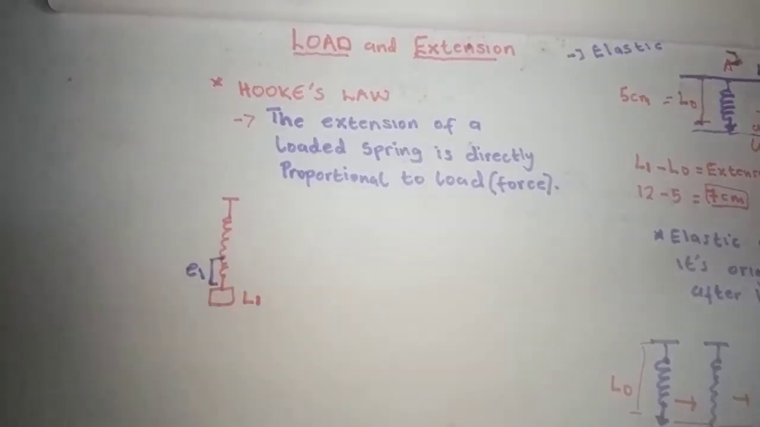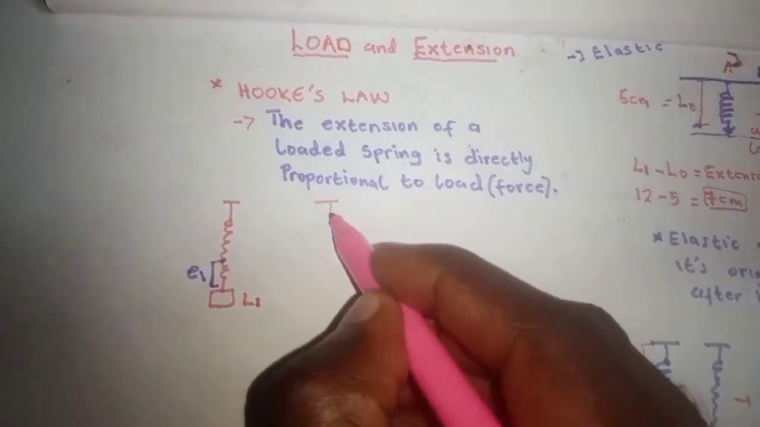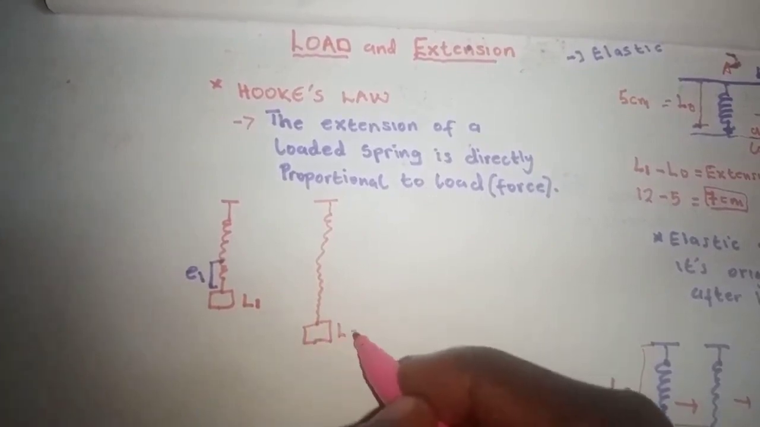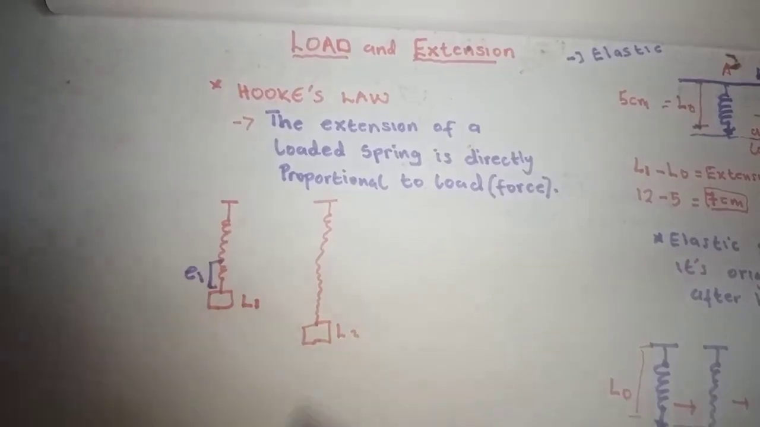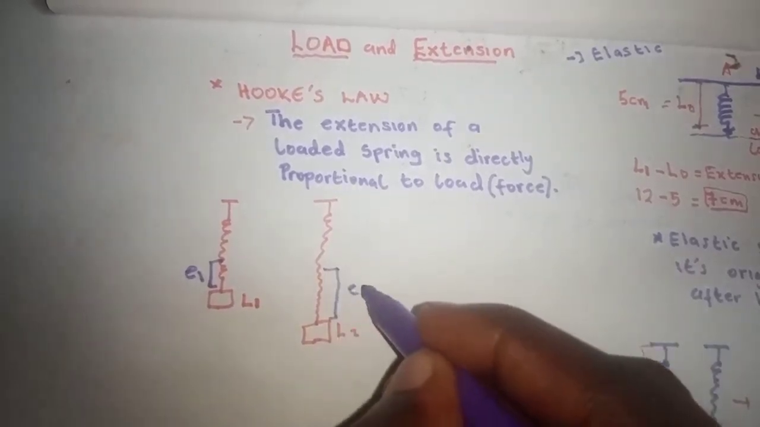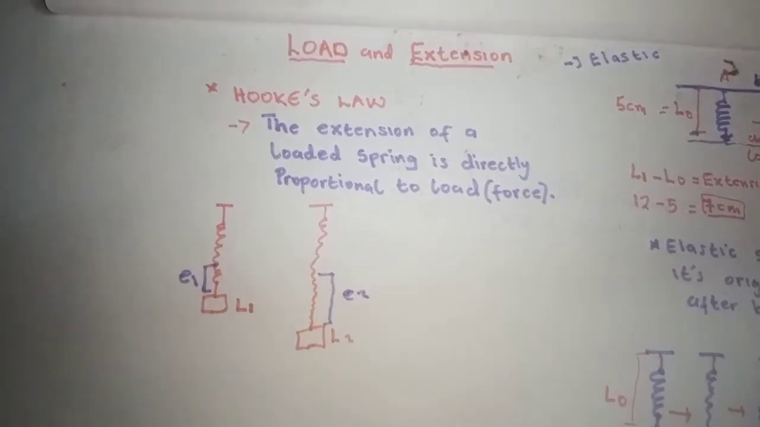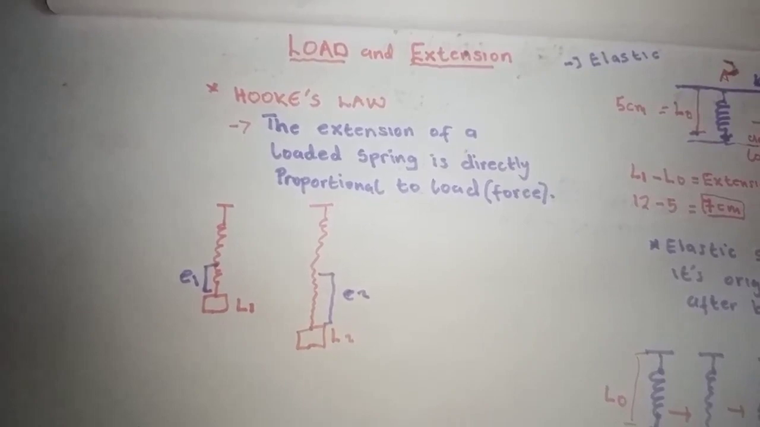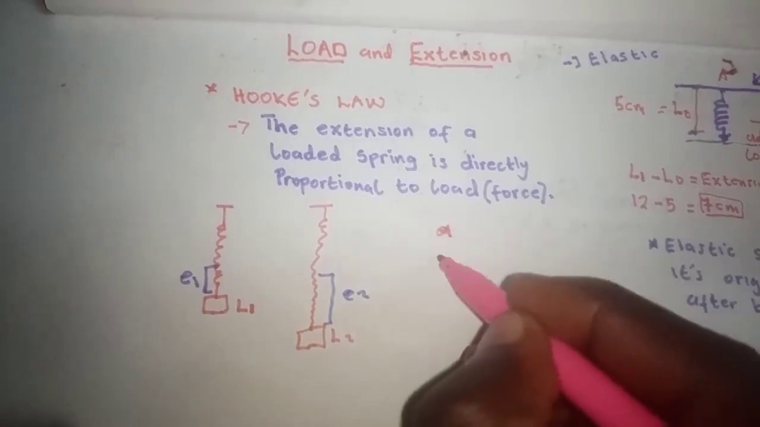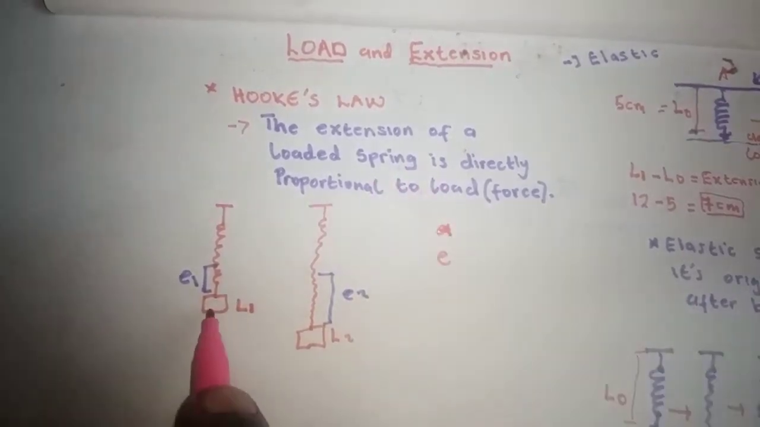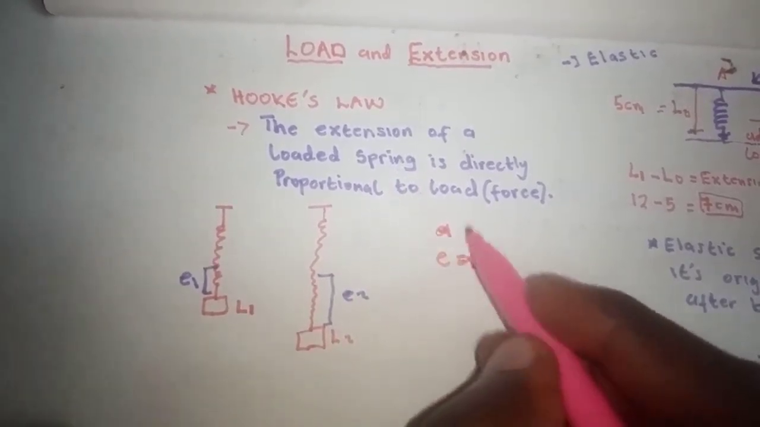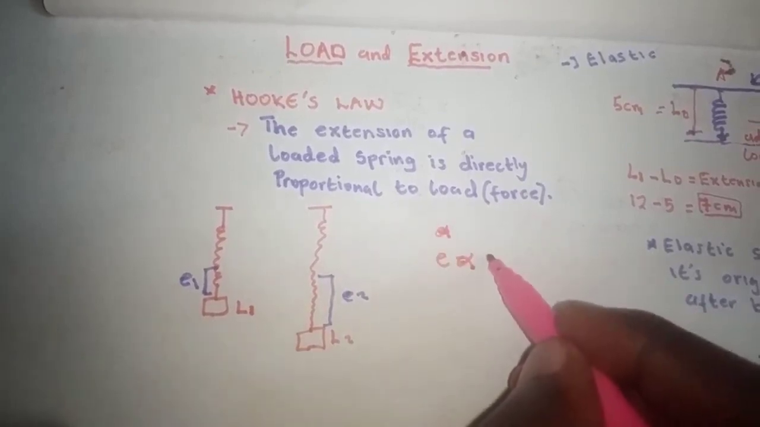So now if you get the same spring, you change the load, okay, you change the load here. Now it is load 2. It will also contain an extension 2. It's going to extend again because it's extension 2. Okay, so according to Hooke's law, an extension of a loaded spring is directly proportional. So what are we saying? We're saying that the extension of a loaded spring is directly proportional to the load, okay.